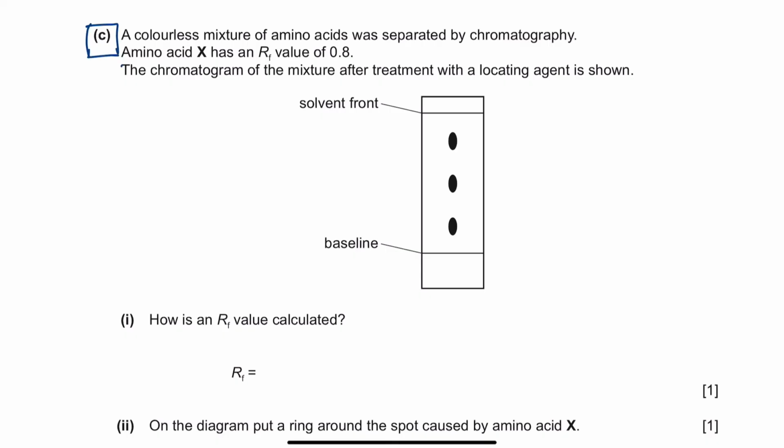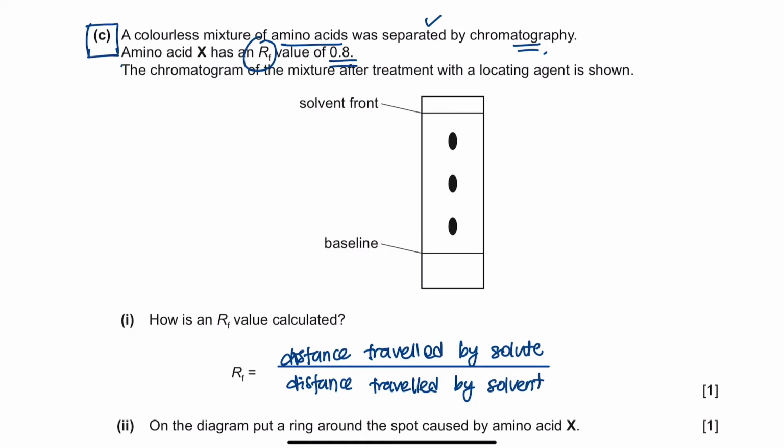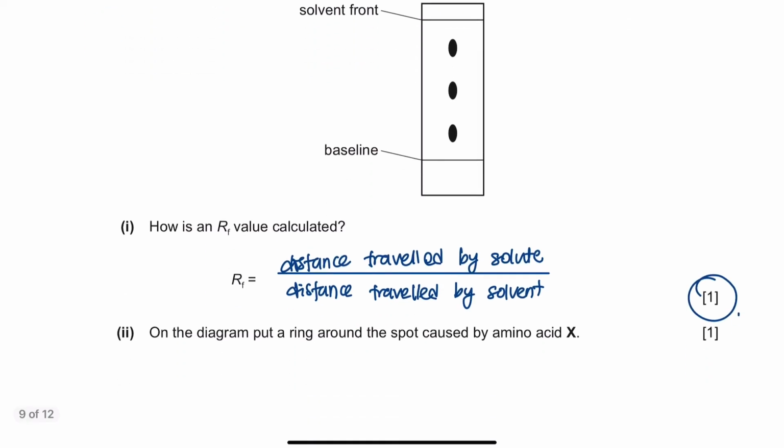A colorless mixture of amino acids was separated by chromatography. Amino acid X has an RF value of 0.8. Now, if you refer to the notes that I have uploaded, you would see that in order to calculate the RF value, you would find the distance traveled by the solute and divide it by the distance traveled by the solvent. So if you write the formula correctly, you would be able to get 1 mark.